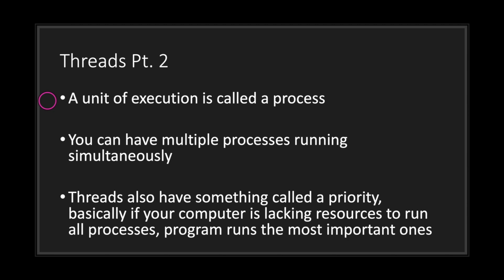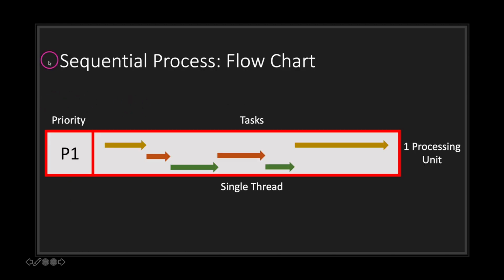Now, a unit of execution is called a process. You can have multiple processes running simultaneously when using threads. Threads have something called a priority. Basically, if your computer is lacking resources to run all your processes, the program, or rather the operating system, will run the most important threads. And when resources free up, it will go ahead and run your processes that have a lower priority assigned to them.